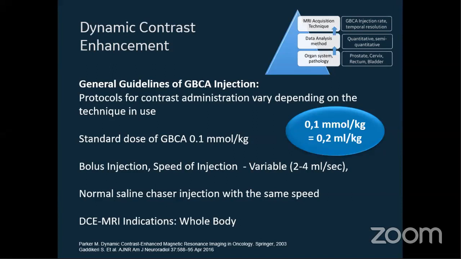And as I said before, protocols for contrast administration vary depending on the dynamic sequence. Mostly the standard dose of 0.1 millimole per kilogram is used, but as I said, always the product label should be followed, and it requires bolus injection with a variable speed of injection between 2 and 4 milliliters per second, although dynamic susceptibility contrast may require a higher speed of injection, but here I speak mostly about dynamic contrast enhancement. And it is always recommended to have a normal saline chaser injection with the same speed post-bolus injection. And as I said, the indication is the whole body.